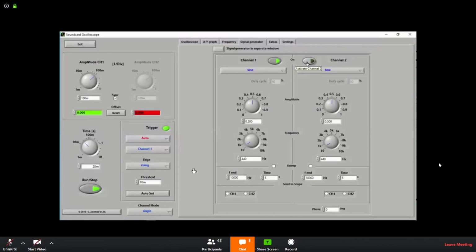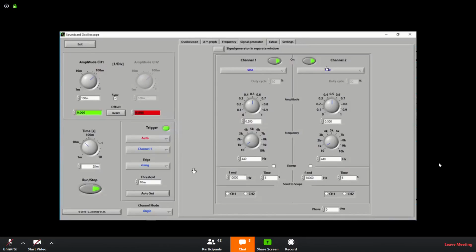So the moment you turn this on, you will hear a sound from your speaker. You can increase the volume of your laptop so that you can hear it if you want. Basically, this is generating a sine wave of 440 hertz on the left channel and right channel.